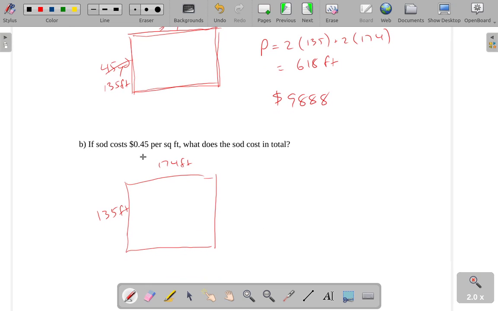So when we're talking about sod, what we're really talking about is, when you're rolling sod out, you have these rolls and you cover the entire playground. We're talking about the total amount of space inside this playground. In other words, we're talking about the area of this playground. So the total area here would be 135 times 174.